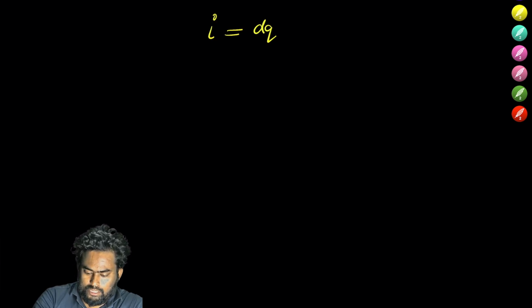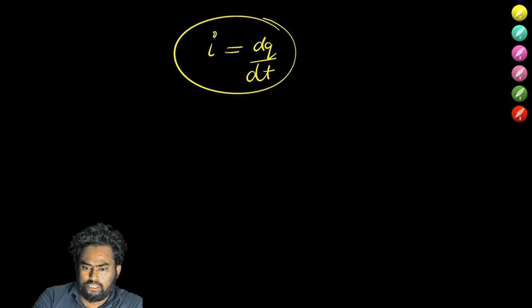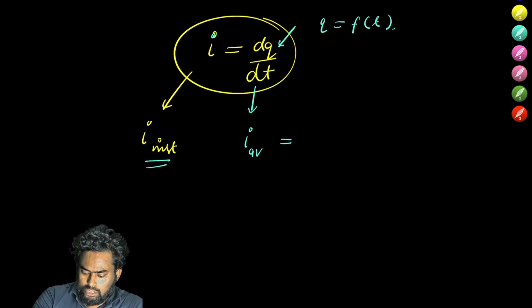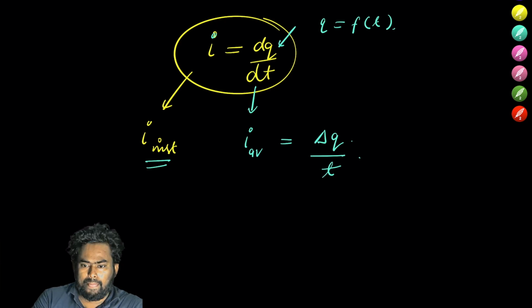So the first concept itself is I equals dq by dt. This is called instantaneous current. If charge is given as a function of time, you will differentiate the charge and you will get the value of instantaneous current. Okay. Second concept is average current. They can ask you the average current, so you have to calculate charge transfer upon time: total charge transfer divided by total time.